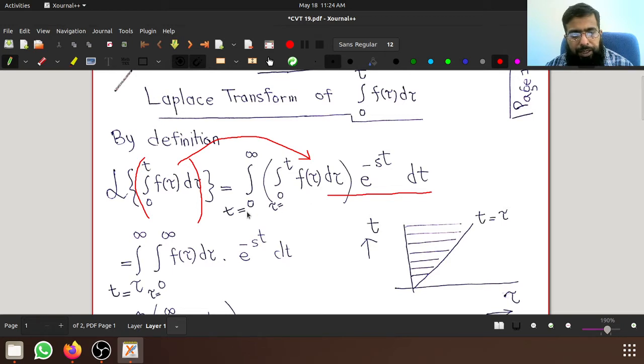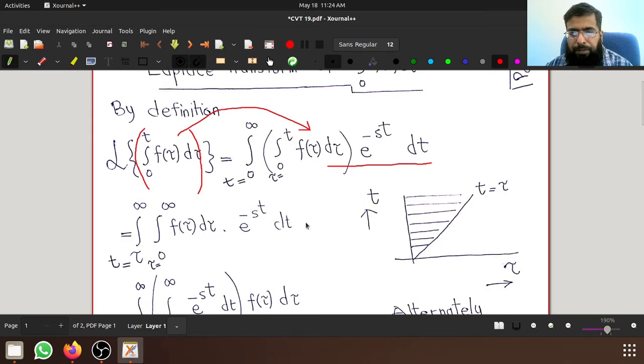If you have only one integral, that defines the area under the curve. But if we have this double integral, this means this is the area under some surface. So let's see what the surface is. The limits are for t from 0 to infinity.